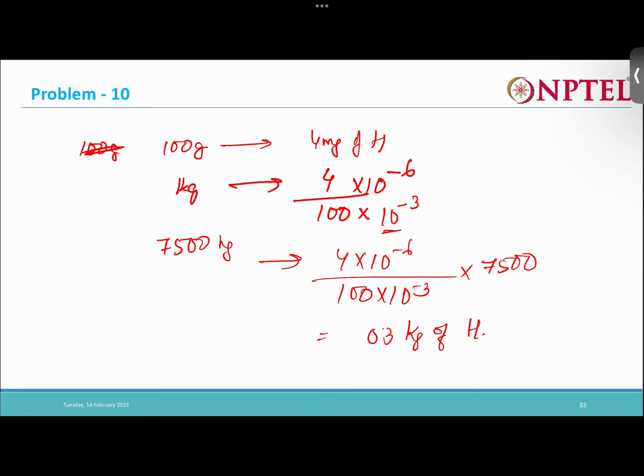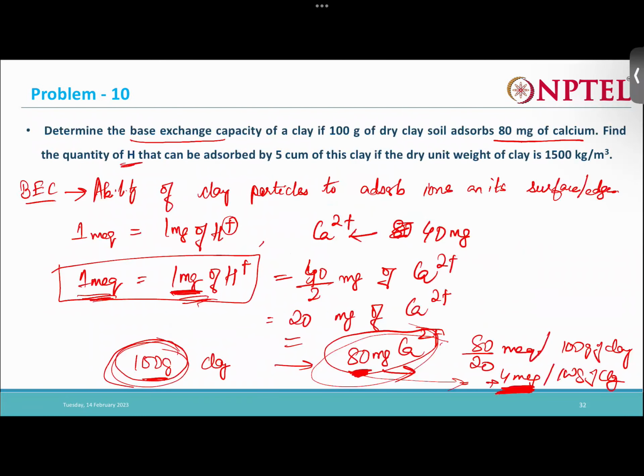Sorry to interrupt, it should be 1500, right? It should be 4 into 10 to the power minus 6 into 1500. Why are we working with 7,500? That is our question, density. Density is 1500. Then we multiply 1500 with this 5 cubic meter. So this gives 7,500 kg.